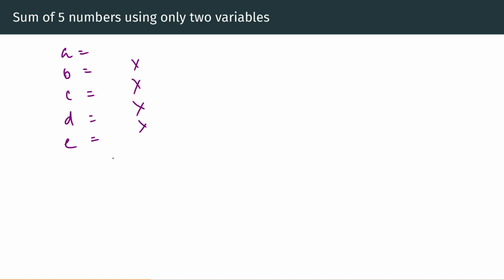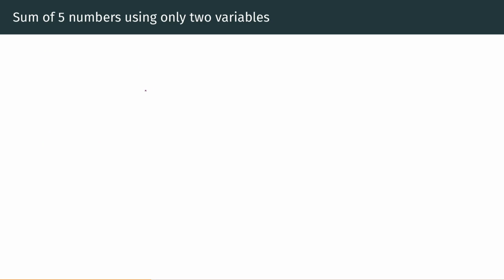So what we want is to get the same results, but this time only using two variables. And it will become clear why using fewer variables is so important. So how would we do this?